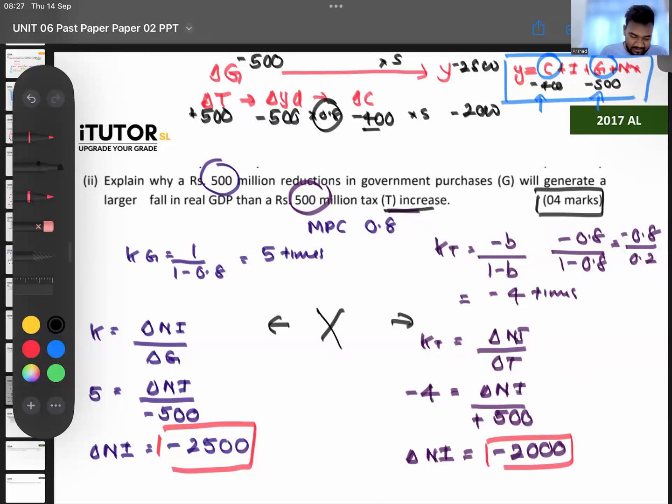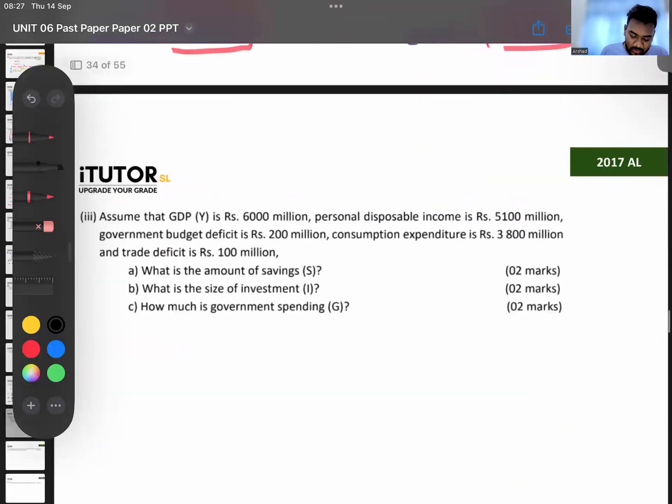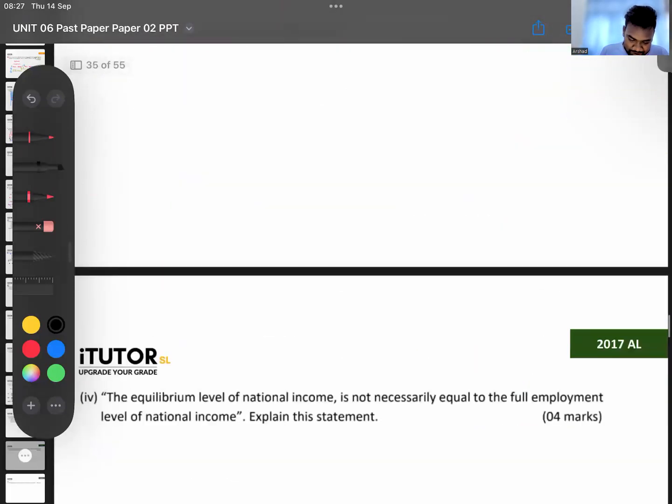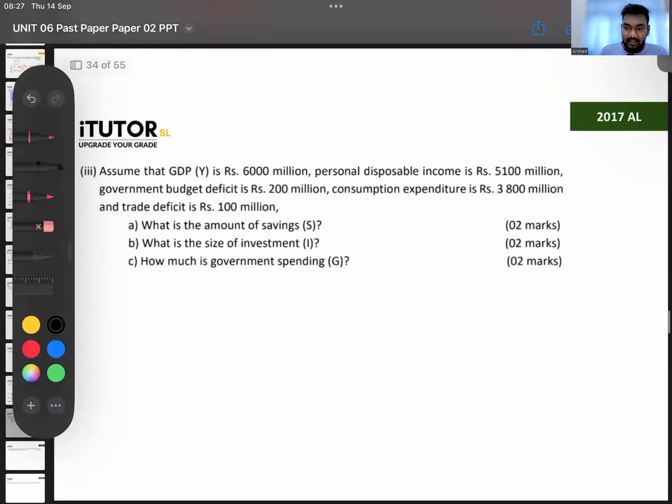Okay. Right. Then we'll go into question 3. Can you all think a little on this until I have some water? Assume that GDP is 6,000, disposable income is 5,100, budget deficit 200, consumption 3,800, trade deficit 100. They're asking you for savings, investment, and government spending.